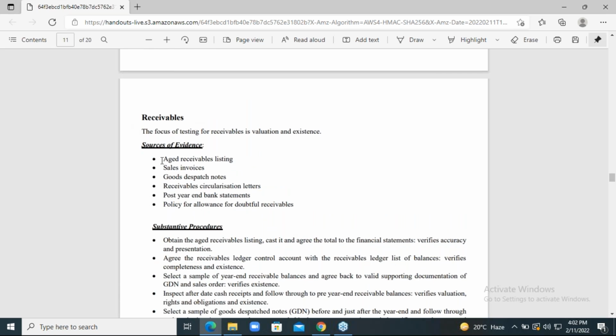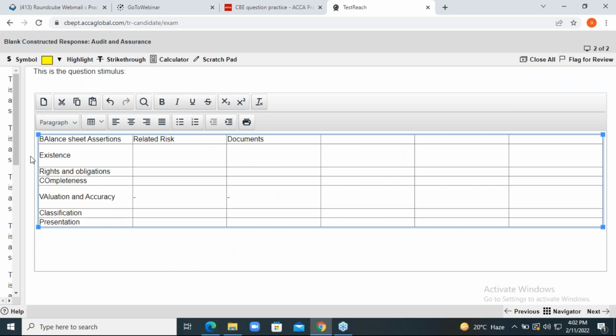Receivable once again has these sets of evidence. These are the documents that you should understand and you should memorize. Then you should be aware of the relevant assertions. These are the assertions. And what is the relevant risk at audit risk level? In the receivable head, you would know that the main risk was the receivable days or payable days issue. If the receivable days are increasing, this means that the company is not able to get money back on time. So this means that the company could face cash flow problems.